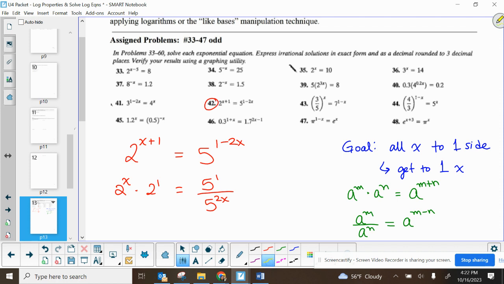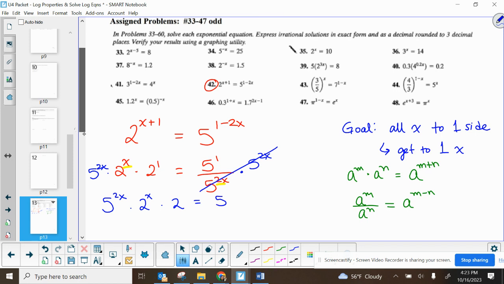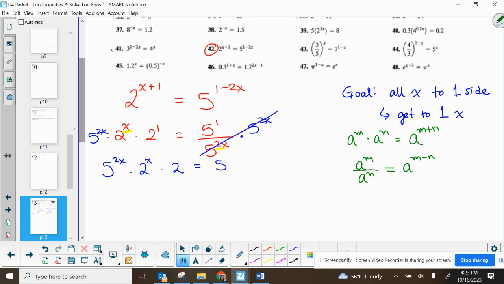Now I realize that I have an x here and here, so I want to get those onto the same side. Whenever I have a fraction, I just try to multiply by the denominator to get rid of the fraction. So now I have 5 to the 2x times 2 to the x times 2 equals 5. Well, I do want to get my terms with x's alone, so I'm going to divide by 2, and I'm going to have a fraction, and that is okay. So then I will have 5 to the 2x times 2 to the x equals 5 over 2.